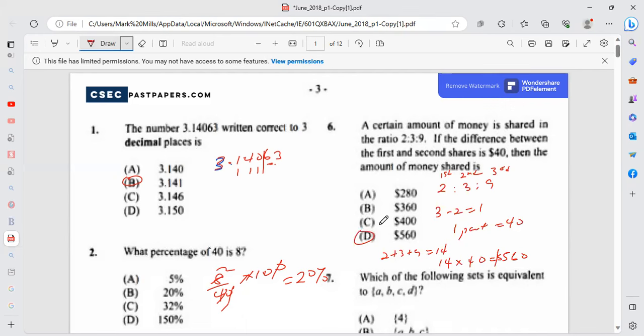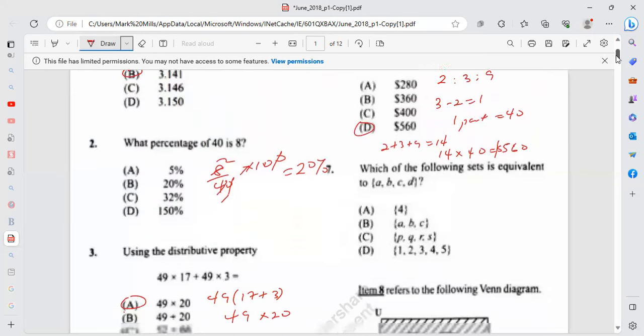Agreed, number 6? What did you do the one after you get 6? You find what is 1 part. 1 part will give you $40. They ask for the total. So for you to find the total, you add up the 2 plus the 3, which give you 5, plus 9, which give you 14. They say 14 times 40, that give you 560. That clear? I'll send you after the class.